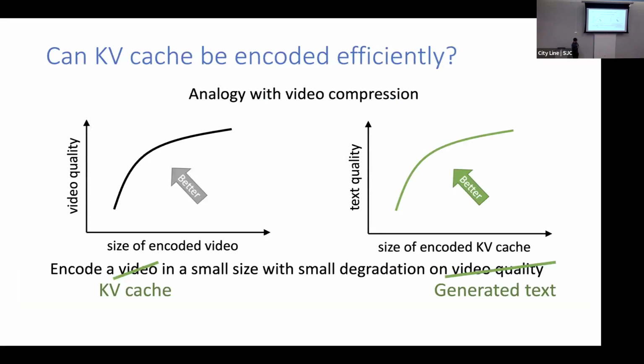Now here's the question. Why do I think the KV cache can be compressed? And why do I think the KV cache can be compressed efficiently? This is a little bit of background on my own research journey.